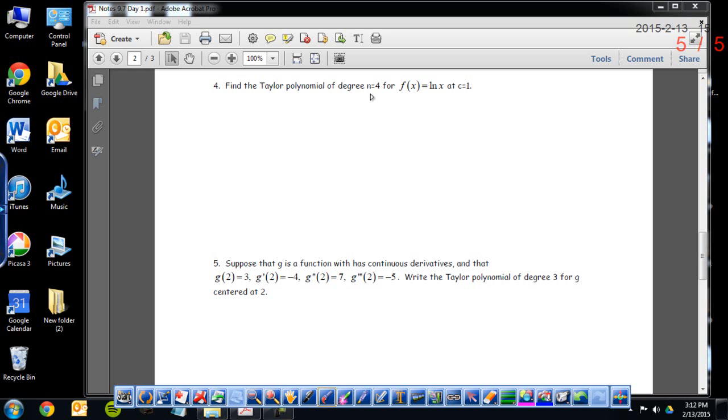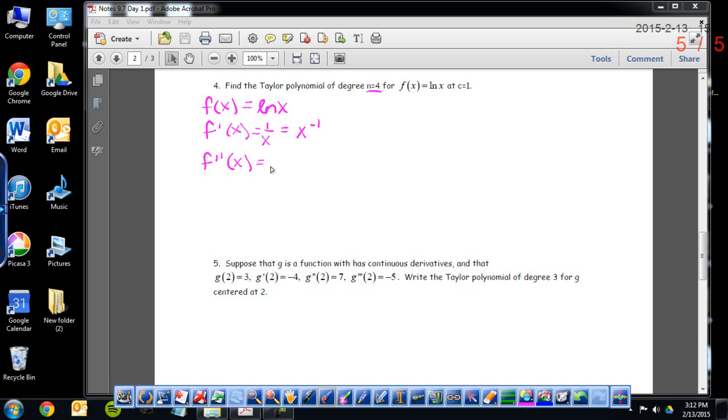Okay, so for number 4, we're going to find the Taylor polynomial of degree 4. So that means I've got to go all the way down to my 4th derivative. So f of x is the natural log of x. F prime of x then is 1 over x, which I also know is the same thing as x to the negative 1. And the only reason I'm writing that is that I need to continue to take derivatives here.